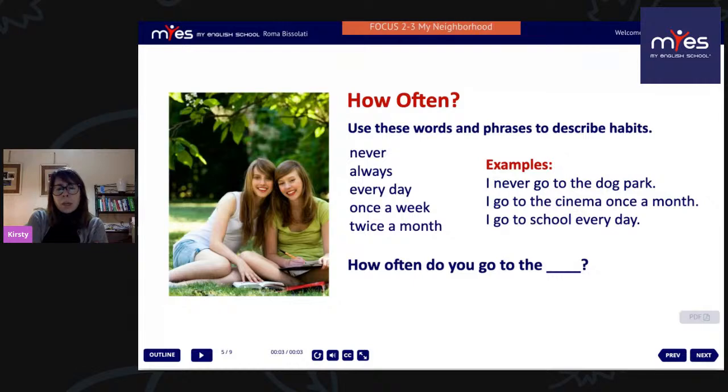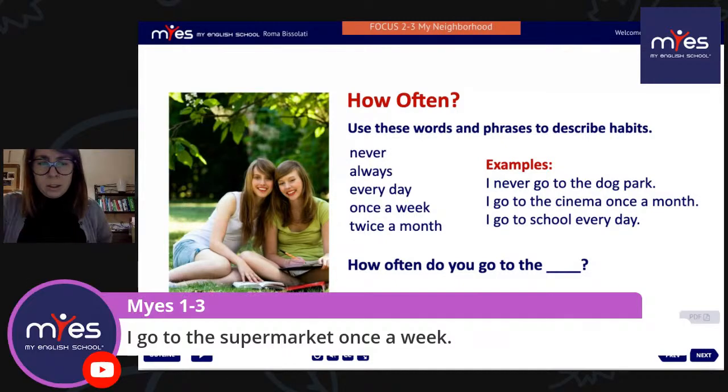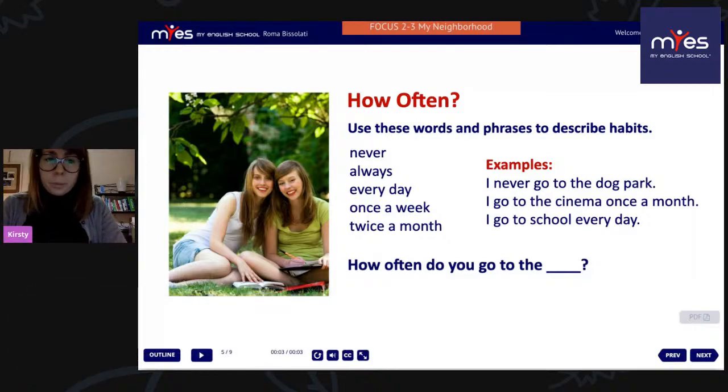Excellent. Tell me how often you do things in your neighborhood. So what do you do and how often? Normally, I know that with the coronavirus, it's difficult to use the services in your neighborhood. But for example, I go to the supermarket once a week. Okay, so because of the coronavirus, I go to the supermarket once a week. How often do you use the services in your local area? Tell me.